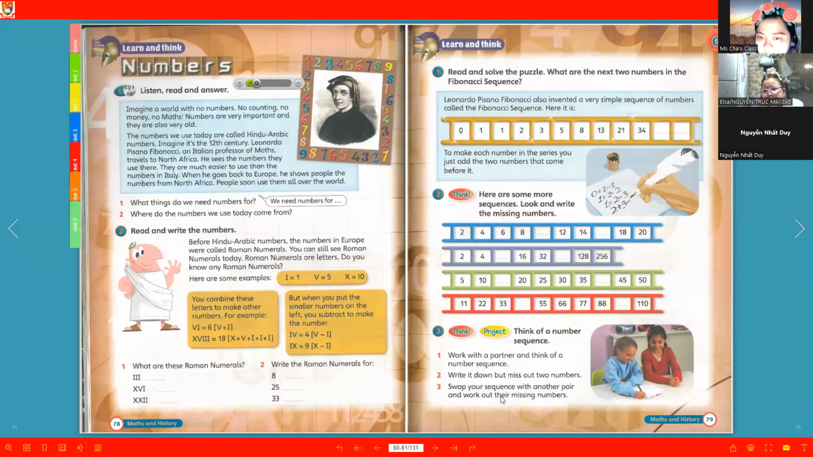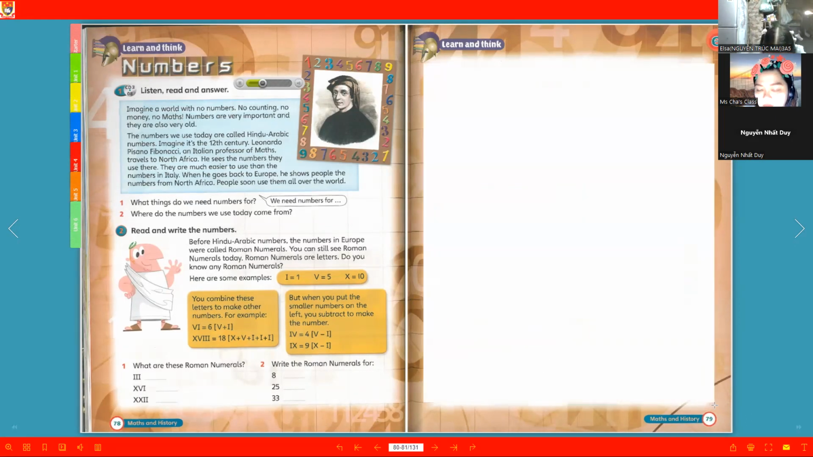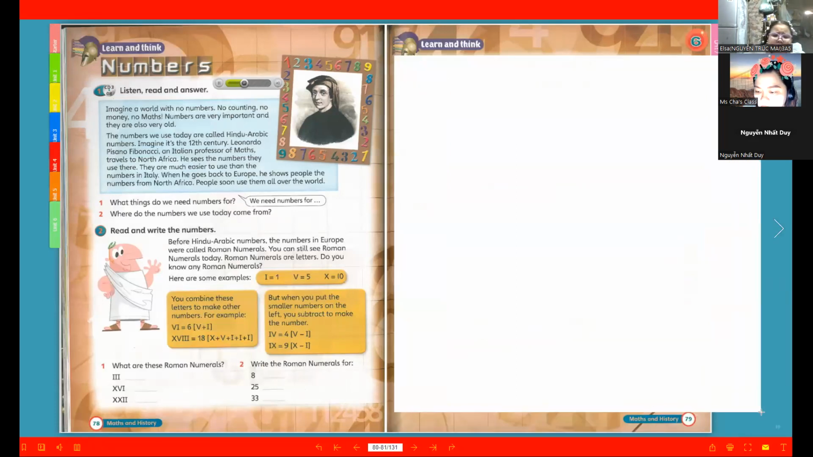Student's Book, page 78. 1. Listen, read and answer. Imagine a world with no numbers. No counting, no money, no maths. Numbers are very important, and they are also very old. The numbers we use today are called Hindu Arabic numbers. Imagine it's the 12th century. Leonardo Pisano Fibonacci, an Italian professor of maths, travels to North Africa. He sees the numbers they use there. They are much easier to use than the numbers in Italy. When he goes back to Europe, he shows people the numbers from North Africa. People soon use them all over the world.